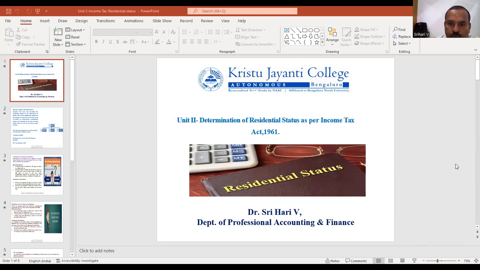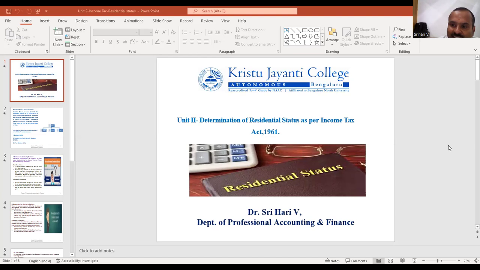Continuation with the topic called residential status in individual. Residential status. Before going to learn residential status, you are supposed to learn who is a resident. We use different terms called resident, NRI, non-resident Indian. And what is this impact in income tax?